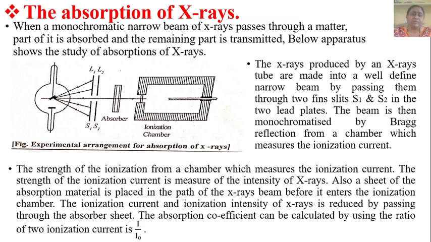Also a sheet of the absorption material is placed in the path of the X-ray. See here, that is an absorber which is placed in between this S1, S2 and the ionization chamber. Now before it enters the ionization chamber, the ionization current and intensity of X-rays is reduced by passing through the absorption sheet, and the absorption coefficient can be calculated by using the ionization current as I upon I0.